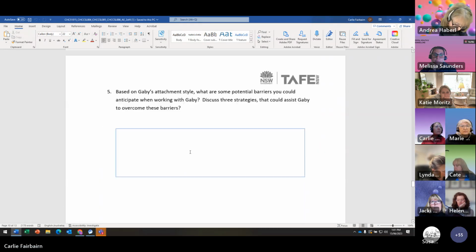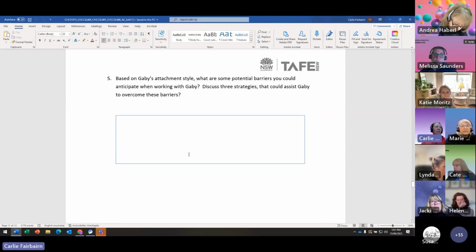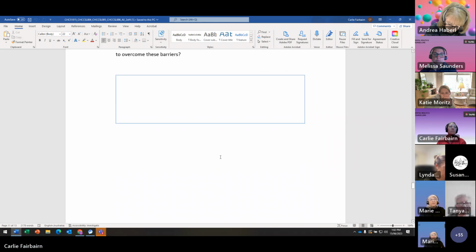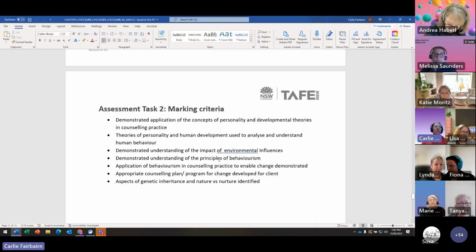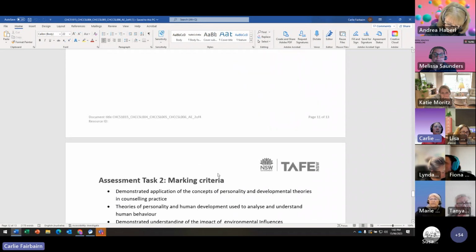Based on Gabby's attachment style, what are some potential barriers you could anticipate when working with Gabby? Discuss 3 strategies that could assist Gabby to overcome these barriers. So you're identifying potential barriers that come about because of that attachment style, and then 3 strategies you could use with Gabby to overcome those barriers. And that's the end of the assessment. You can see the marking criteria there.